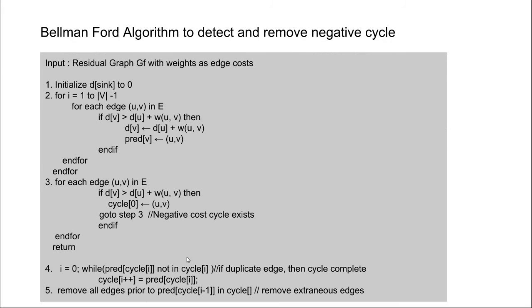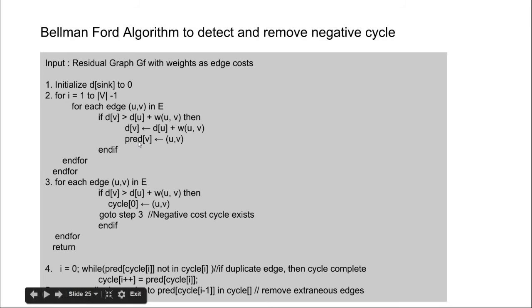Now we need to detect and remove a negative cycle. So you use the Bellman-Ford algorithm. The input for the Bellman-Ford algorithm is a residual graph GF with weights as edge costs. Now the Bellman-Ford algorithm actually finds the shortest path from the source to every other vertex. Here, since we're using the residual graph, we initialize the distance of the sink to 0. Then we have a loop from i equal to 1 to the number of vertices minus 1. We find the shortest path from the sink.